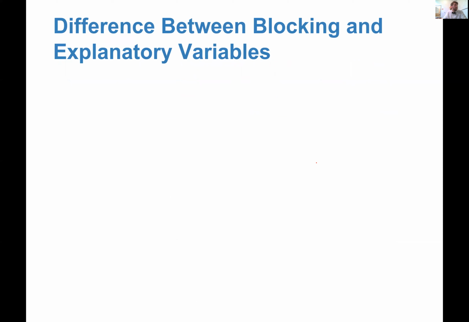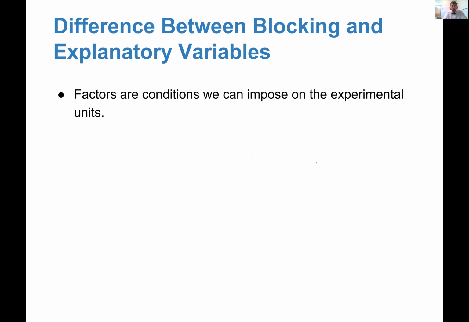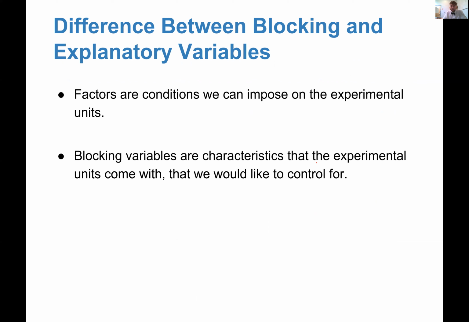Okay, the difference between blocking and explanatory variables. Factors are conditions we can impose on the experimental units. Blocking variables are characteristics that the experimental units come with, but we would like to control for. So blocking variables are like when you create a sample, and some of them are like this and some of them are like that, and we just want to make sure that there are equal proportions. Set my T flying there.